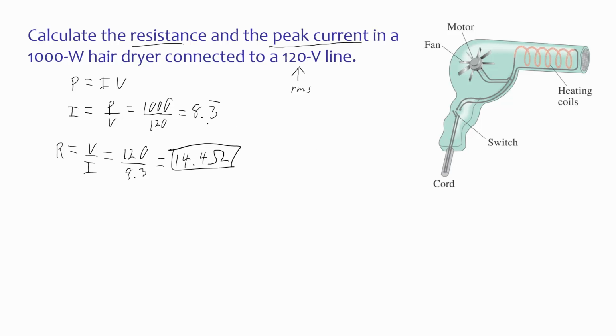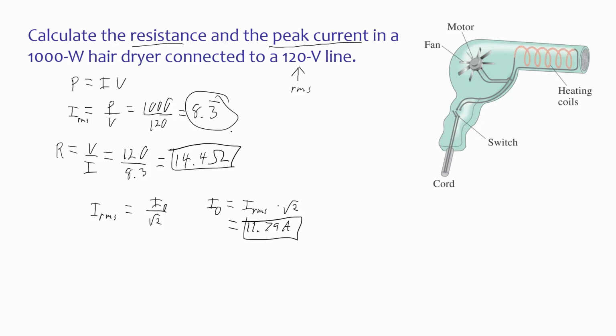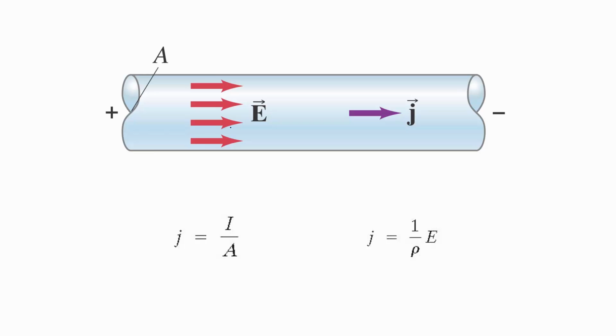Okay, if we want to find the peak current from the RMS current, which is what this is, then we need the relationship that I RMS equals the peak current divided by root 2. So to find peak, we're going to take I RMS times root 2, which will give us 11.79 amps. So a bit more than the average or root mean square current. Alright, on to our next topic.